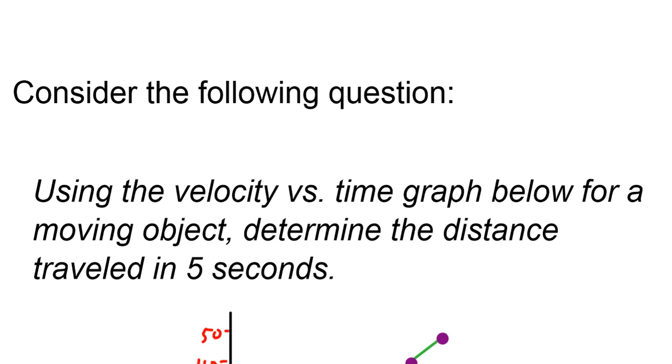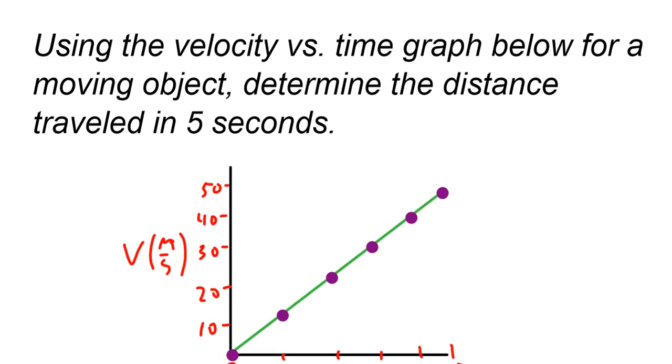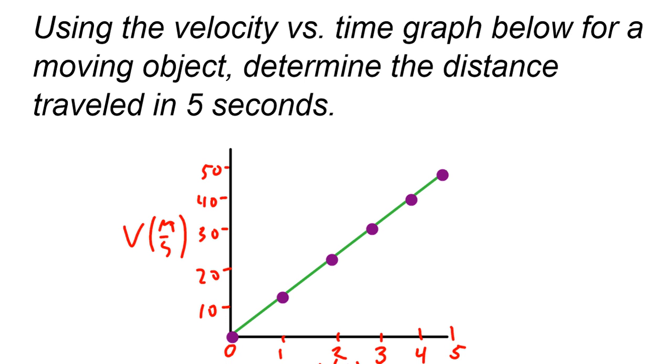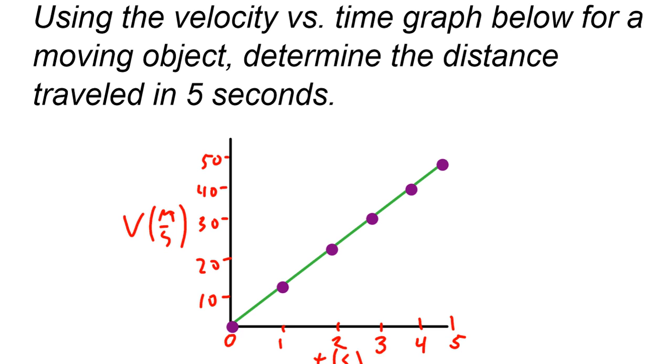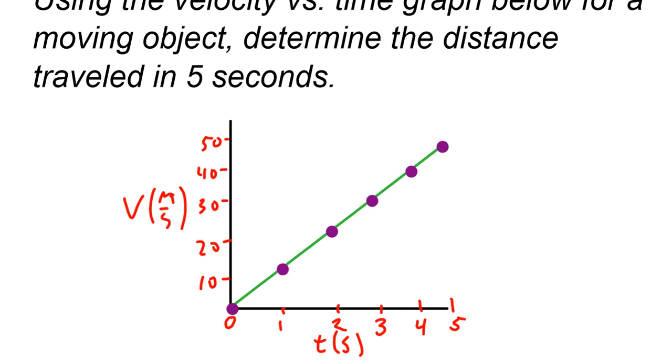So let's consider the following question. Using the following velocity versus time graph, determine the distance the object travels in 5 seconds. If we take a look at the graph first off, you note that as time goes on, the object is speeding up. We're going to figure out how far the object moves using three different ways.